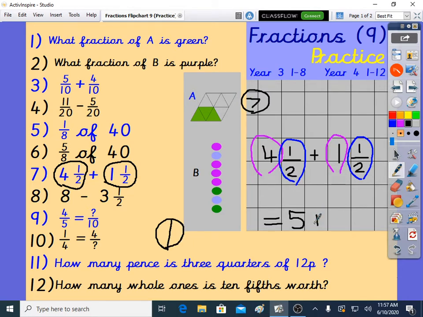So it's actually 5, but plus another whole one takes us up to 6. So our answer is 6. 4.5 plus 1.5 is 6. And we're on question 8.